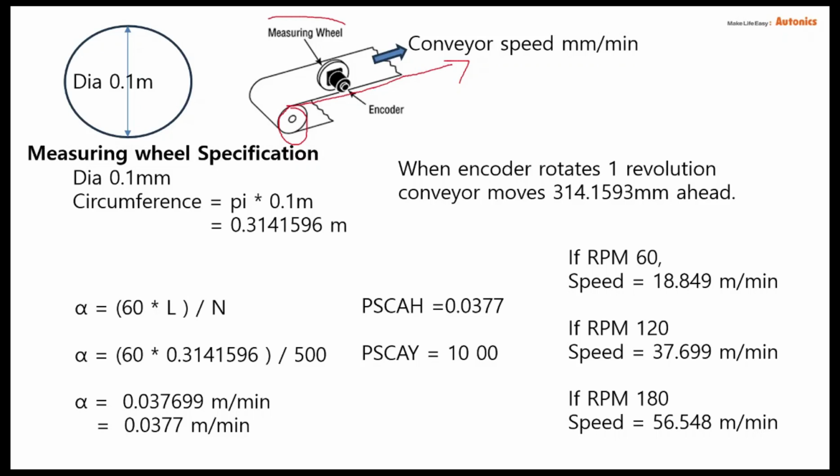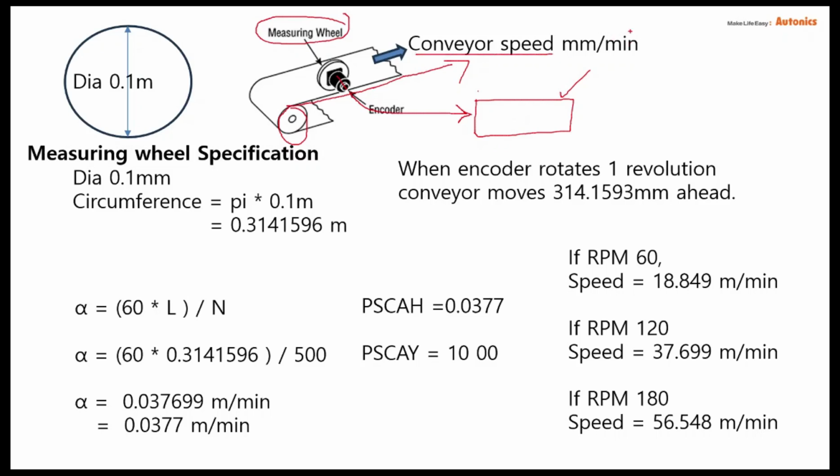So there is a measuring wheel that has been coupled to the conveyor. As the conveyor moves, the wheel also moves. To this wheel, the encoder is connected, and we can take in this encoder's pulses with the pulse meter. We can configure the pulse meter to measure the speed of this conveyor.